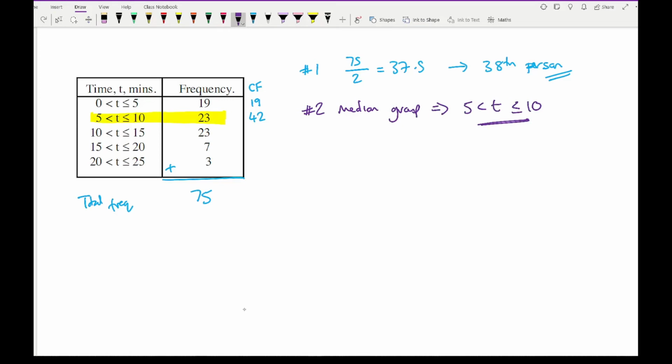From this, I need the 38th person, and within this group I know it's going to be the top end. Using common sense, I know it's going to be closer to 10 than it is to 5, because the 38th person is in a group of 42 people, so it's going to be at the top end of that group. So what I need to do here is 38 minus 19. I'm taking the cumulative frequency of the previous total to find out what position I need. 38 take away 19 is 19. So I need the 19th person in this group.